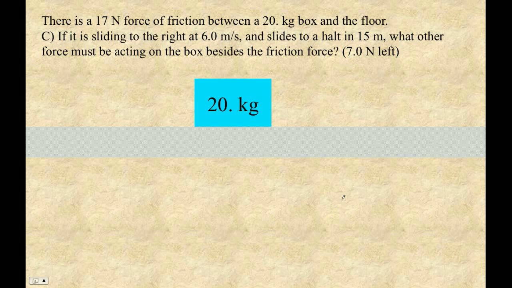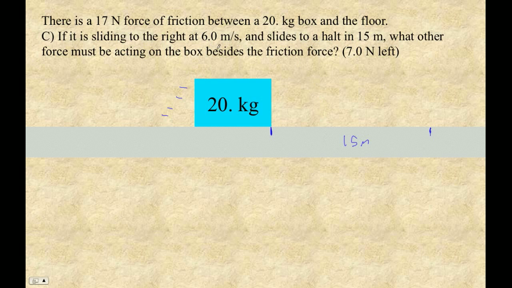Okay, finally a problem worthy of your talented and giftedness, right? Here's this box. It's sliding to the right. It stops, though, in a distance of 15 meters. So, of course, it's going to accelerate to the left, right? And its initial velocity is 6 meters per second. The final is 0. And we want to know which other forces are acting on it.